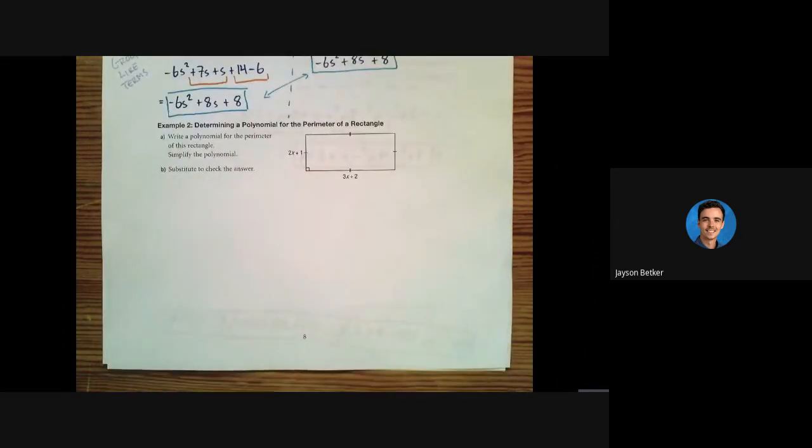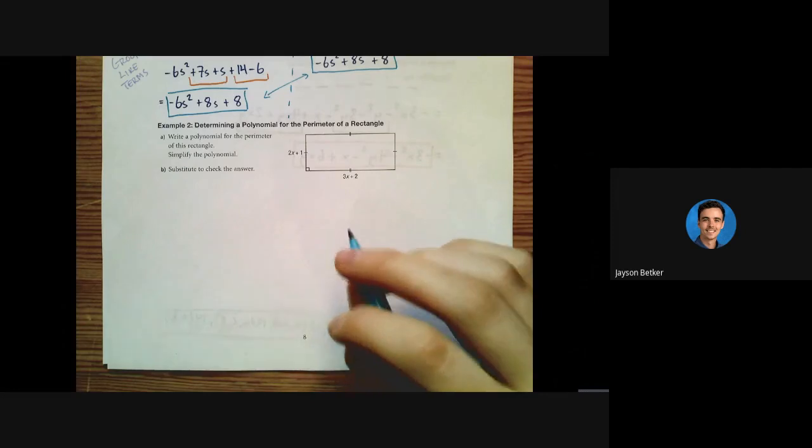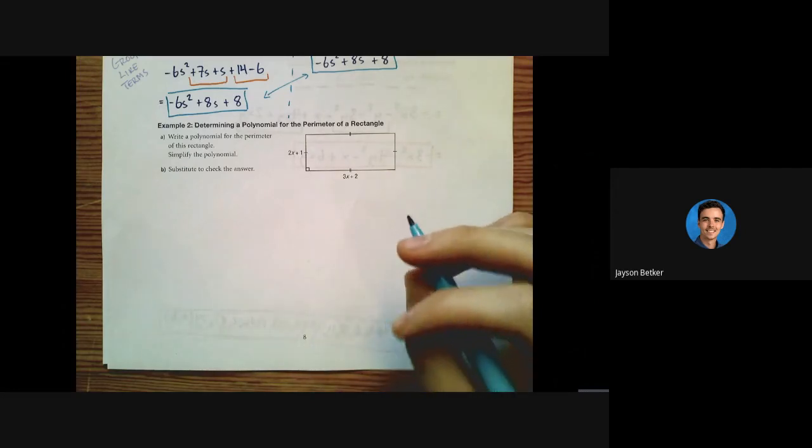If it helps you to use the algebra tiles, you can still do that, okay? If you want to use the algebra tiles, that's fine. But I want you to start to try to get a little bit more comfortable just using the symbols as well. So question number 2, we're going to see some questions like this where you have a shape and you have to work backwards using the addition of polynomials in order to be able to solve it. So write a polynomial for the perimeter of this rectangle, simplify the polynomial after, and then you can substitute a number in for your x value to check your answer. I'll show you what I mean by that.